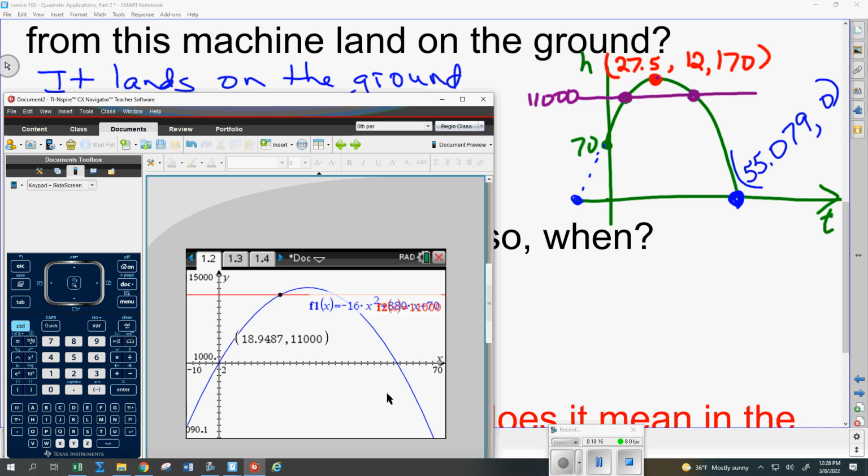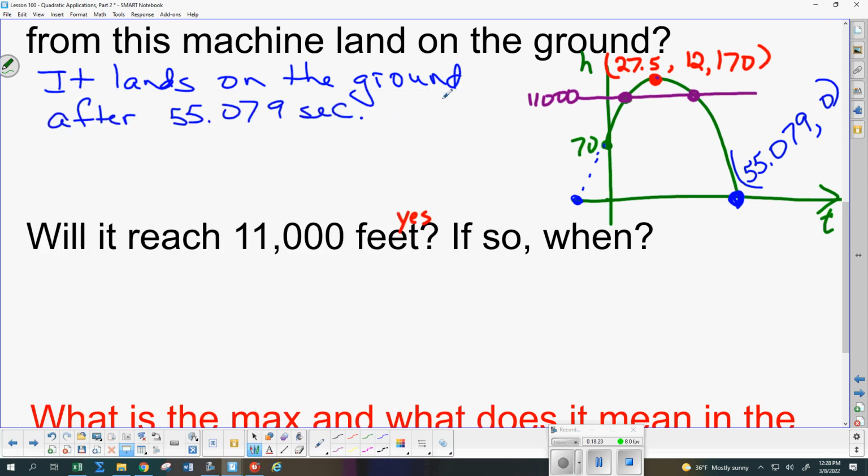And so let's see, what was I coming up with on that one? 18.949, comma 11,000. And what was this other one? Who's gotten that? Jack, you have the other one? Do you have the coordinates for this intersection?